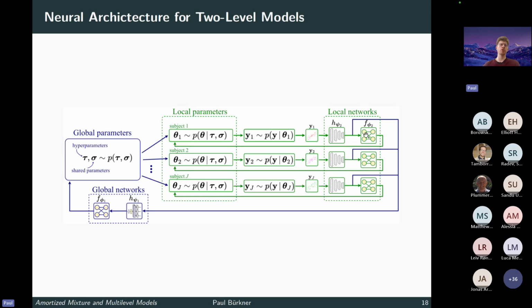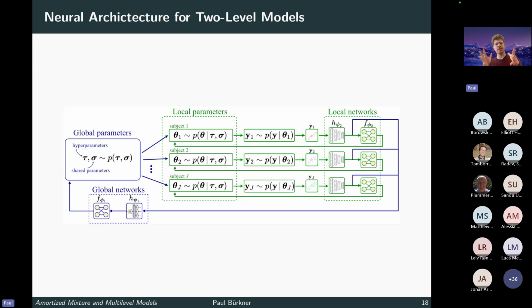So for multi-level models, usually our local parameters are also continuous. So our local inference network would no longer be a classification network, but also a generative neural network, for example, a normalizing flow. So my phi2 would basically be our local inference network, and h of psi2 would be our local summary network. And that local summary network would not only inform the local inference network, but it would also go ahead and inform the global summary network, which in turn would inform the global inference network, then learning the posterior distribution of our hyper and shared parameters tau and sigma.